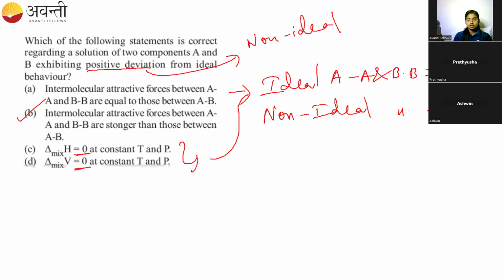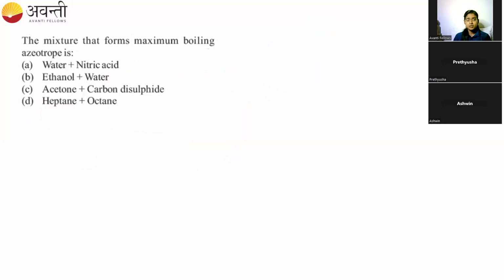Okay. Now coming to the next question: the mixture that forms a maximum boiling azeotrope. What is the example we have seen under maximum boiling azeotrope? Only one example we have discussed under each type, right? Under maximum boiling azeotrope, we have water and nitric acid as an example. So what you have to do is go home and study all the examples coming under each topic. Clear?